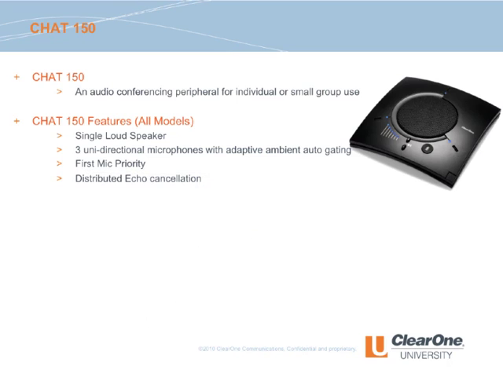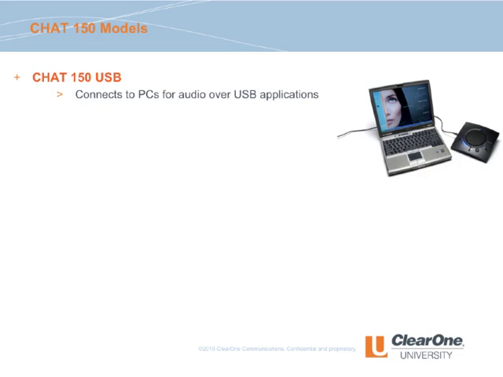The Chat150 also features distributed echo cancellation, full duplex audio, noise cancellation on each microphone, and volume and mute control. The Chat150 comes in 4 configurations: the Chat150 USB, the Chat-Attach 150 USB, the Chat150 VC, and the Chat150 for enterprise telephones. The Chat150 USB connects to PCs for audio over USB applications.